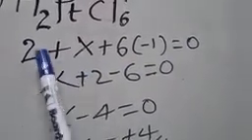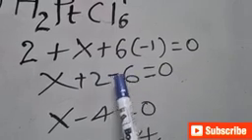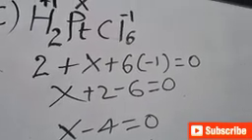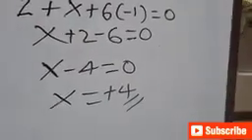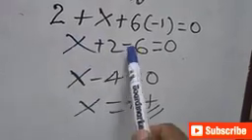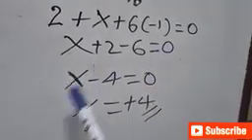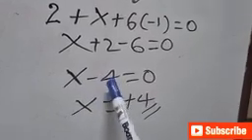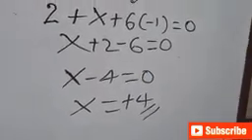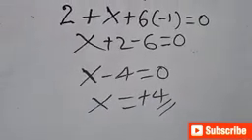Therefore X plus 2 minus 6, with 6 times -1 meaning -6. Two minus 6 means -4. Therefore X minus 4 is equal to 0, so X equals +4. The 4 is taken to the other side of the equal sign in your linear equation. Therefore, X equals positive 4. This is the oxidation state of platinum in chloroplatinic acid.